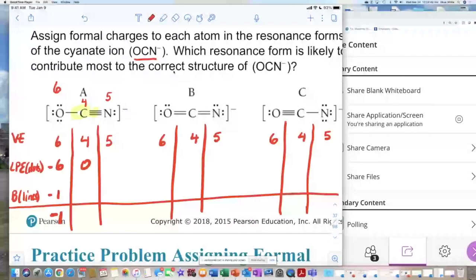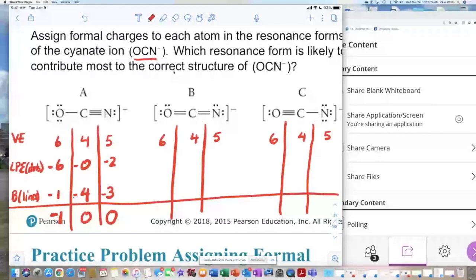And then what about this last one? Nitrogen. Nitrogen is in group 5. Minus the lone pair electrons or dots, we have 2. Minus the lines, we have 3, right? 5 minus 2 minus 3, we have 0. So in this structure, once I've done all this, carbon and nitrogen have no formal charge. Only oxygen has a formal charge. So this would be minus 1 on oxygen. The rest of them are 0.